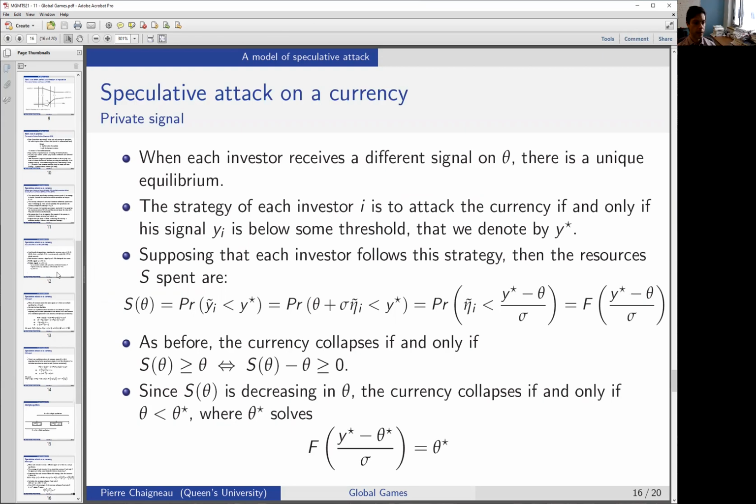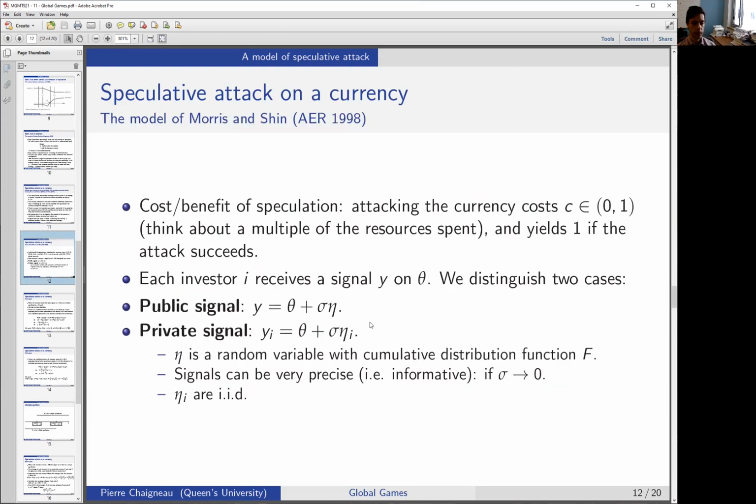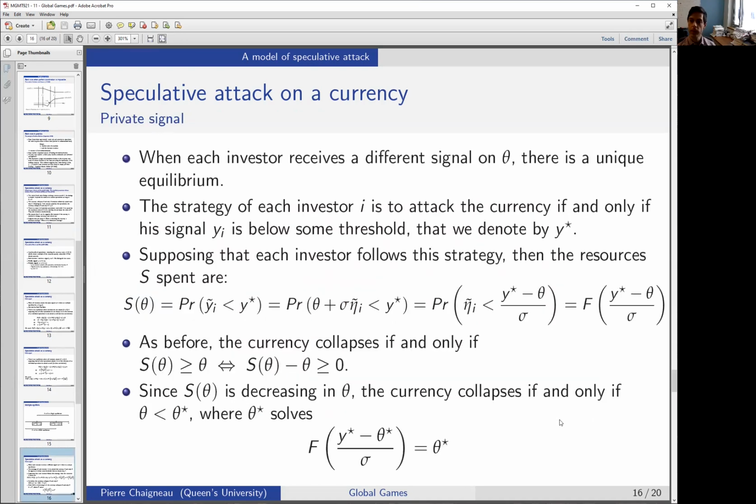So now let's study the case with a private signal. So this is the case when each investor receives a signal yi on the value theta. And in this case, we'll be able to identify the unique equilibrium. So again, there's two actions. You can either attack the currency or not attack the currency. And we're going to postulate that each investor is going to attack the currency if the signal yi is sufficiently low, so it's below some threshold that we call y star. And it's going to not attack the currency if the signal is above y star.